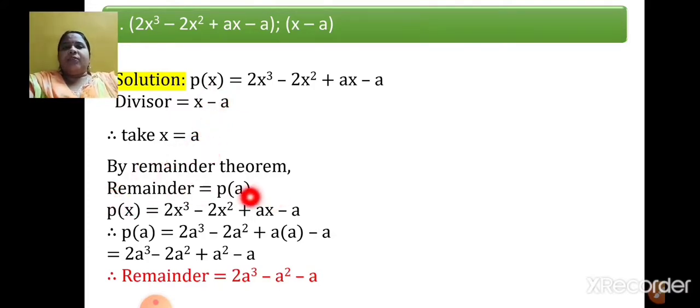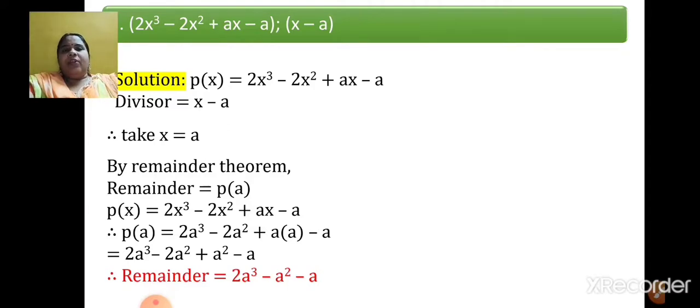Substitute it here. Look at this. This is the question given to us, right? So wherever I see x, I will substitute a. So this will be p of a: 2 into x will be a, so a cube, minus 2 into x square, so I will write a square, plus a from the question itself, x is again a, minus a. I hope you are understanding this step. In this step we are substituting x as a. Okay, see what will happen then.